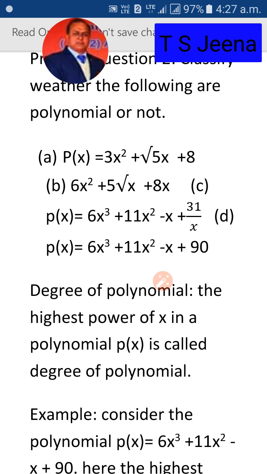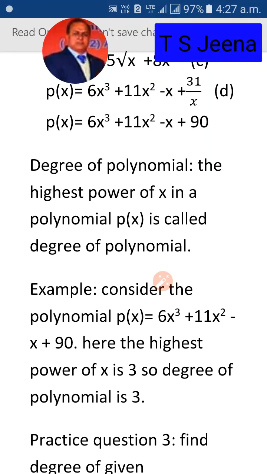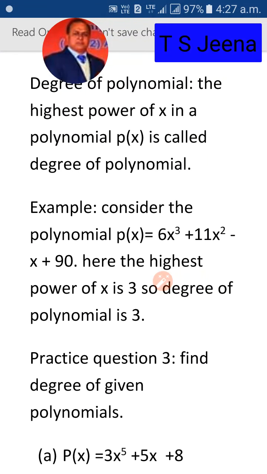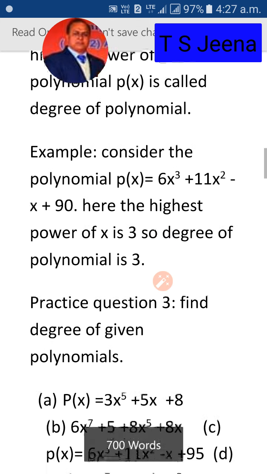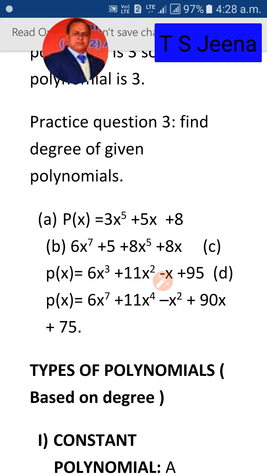Second, degree of a polynomial. You are aware that in a polynomial, the highest power of x is called the degree of the polynomial. Consider the polynomial 6x cube plus 11x square minus x plus 90. Here the highest power of the variable x is 3, so the degree of the polynomial is 3. A few practice questions are here. You have to find the degree of the polynomials. You will see the highest power of x, that will be the degree.